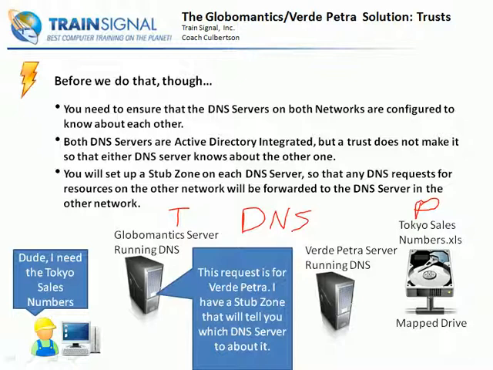Okay, so here's what we're going to do. I'm going to take you over to the servers now, and we're first going to set up the DNS stuff. After we set up the DNS stuff correctly, then we're going to create the trusts. Now, after the trusts are created, I'm also going to give you a short demonstration of how you would actually grant access to users from a universal group over here in Verde Petra and give them access to stuff over in Globomantic. All right, so enough talk. Let's get over here and let's start getting some stuff done.